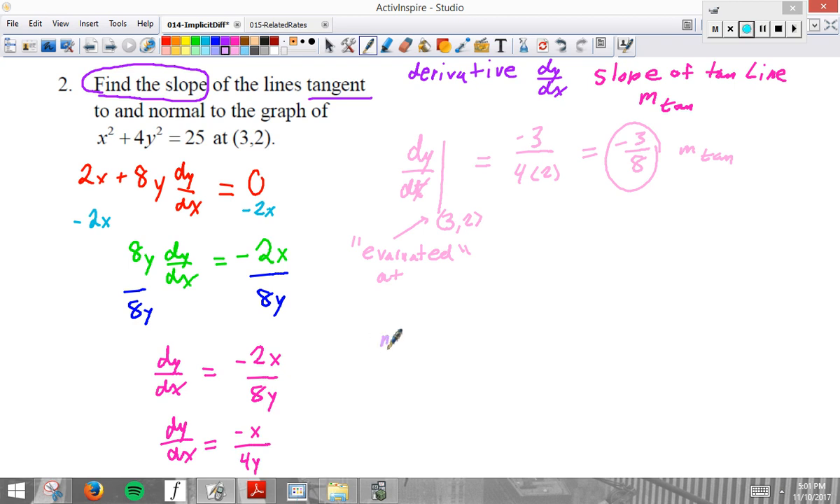And many people may have forgotten that the normal slope, this is also something talked about in 2-5, the slope normal would therefore be the opposite reciprocal because it's perpendicular to tan, positive 8 over 3. That's it. Okay? Just be careful. Remember, we have to plug in both x and y. I've seen people plug in both for both. This is an x, this is a y. Careful how you plug it in.